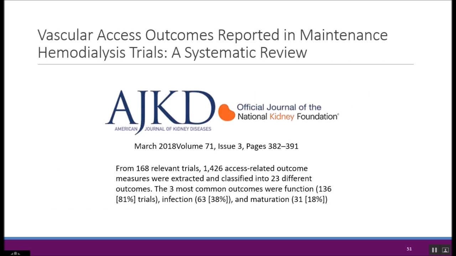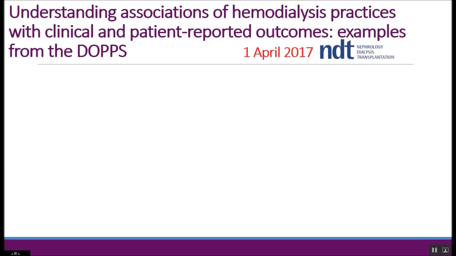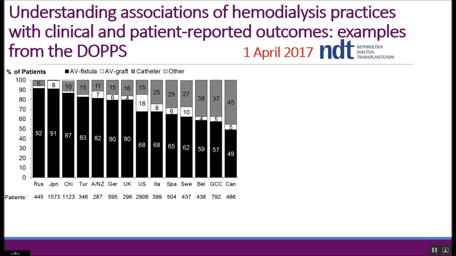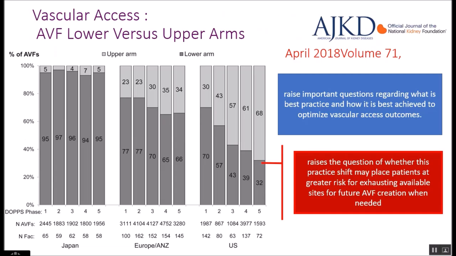Vascular access. Vascular access outcome reporting in maintenance hemodialysis in a systematic review. Still, the evidence remains in support of autogenous access as the best approach when feasible. In the DOPPS study, in modern centers like in Japan, the majority have an arteriovenous fistula. The catheter rate has decreased. However, in some other countries, the catheter rate is still very high. And the outcome is better for arteriovenous fistula.